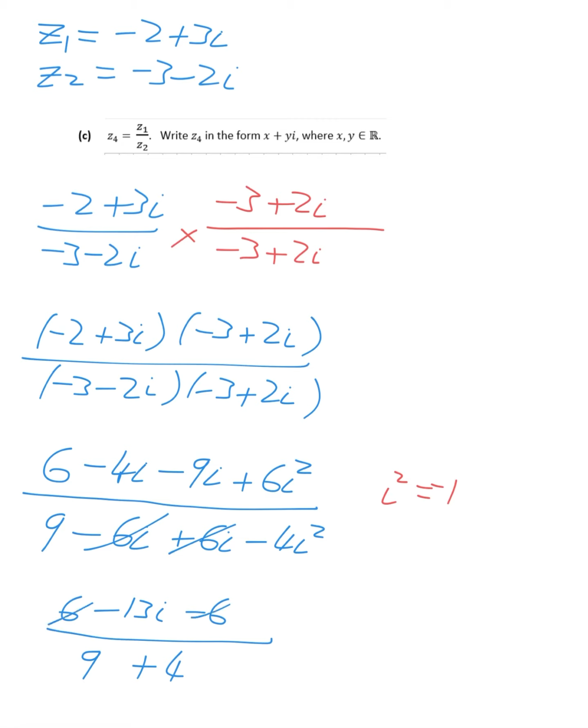On the top, then the 6 and the minus 6 will cancel. So we have minus 13i all over 13. So this now is just going to equal 0 minus i, because it's 13 and 13, and minus 13 will cancel. So there's our final answer, 0 minus i.